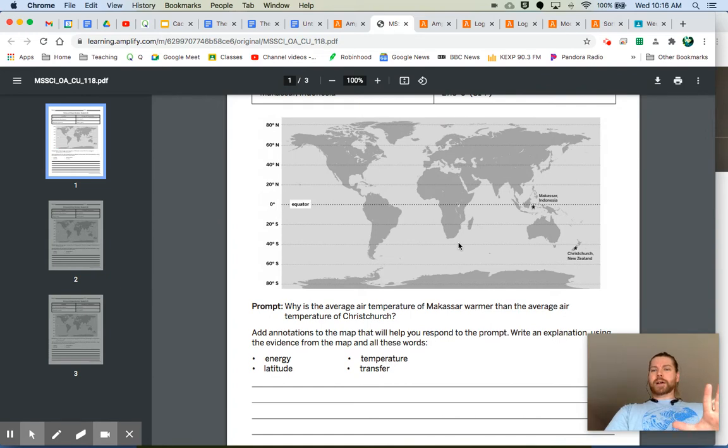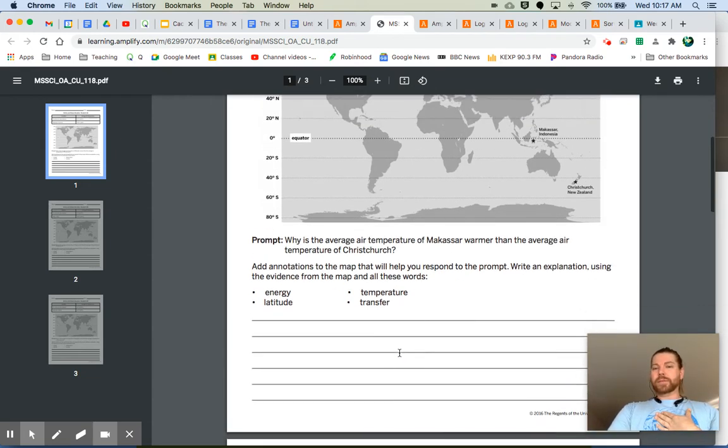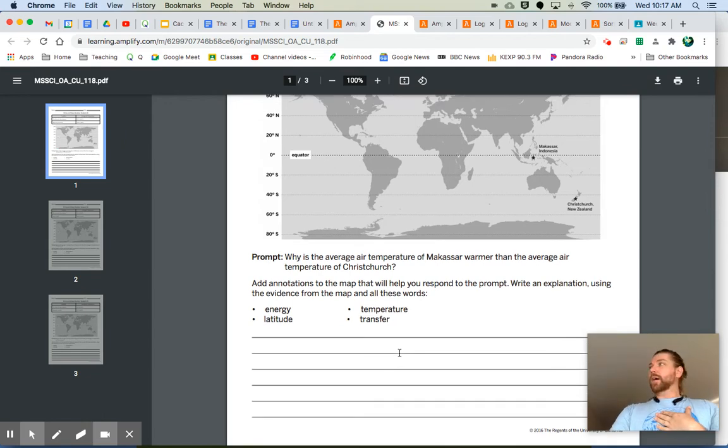Why? Based on what we've talked about, and especially think of our lesson that we just did this week, talking about latitude and talking about the amount of energy that a place receives from the sun. Try to explain. And you don't have to write it down. We'll write some more stuff down later. But think in your head, how would you explain this to somebody? Why is the average air temperature of this location warmer than the average air temperature of this location? Here's some words for you to use.